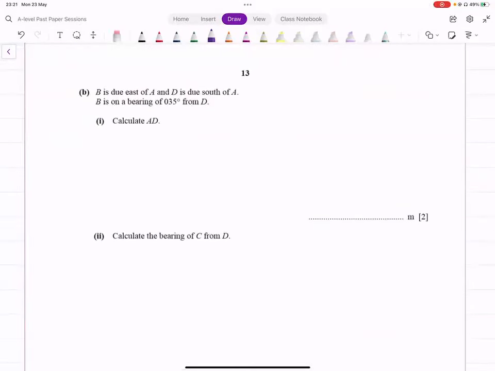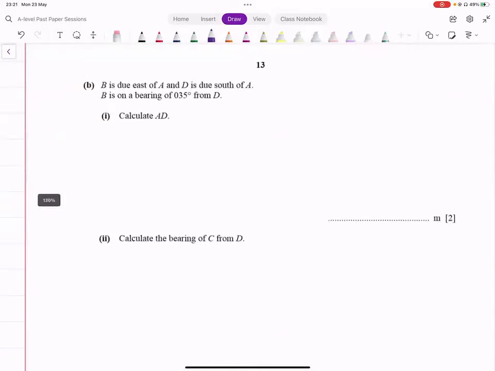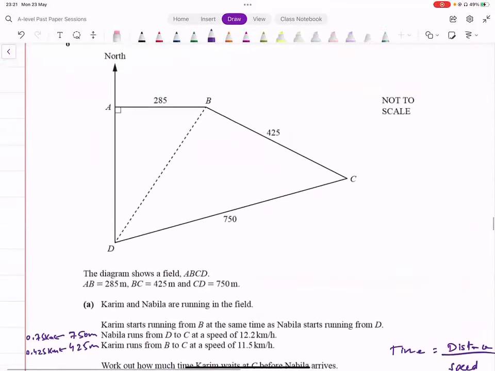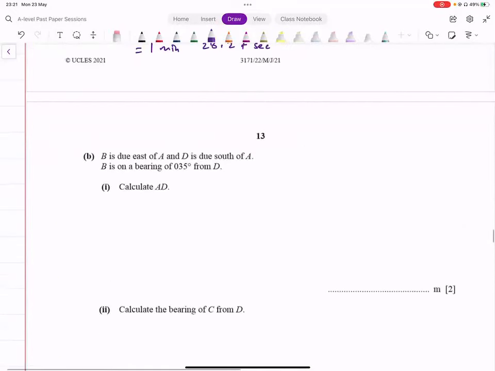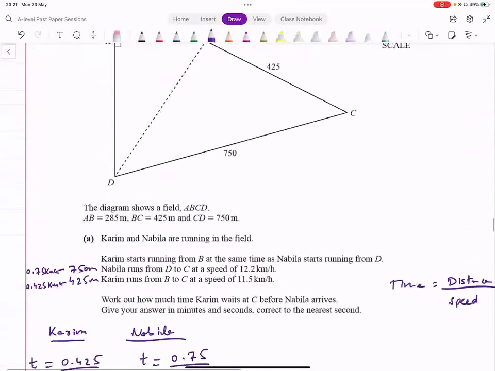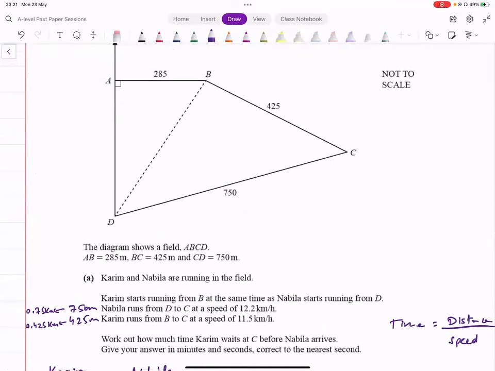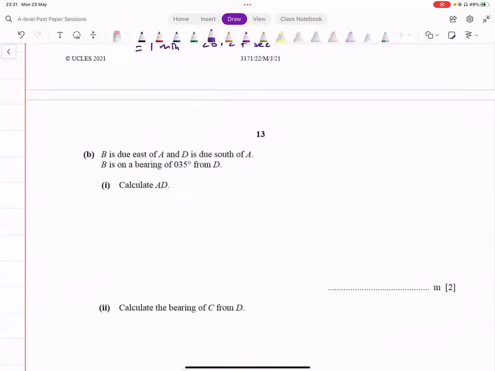Now it says B is due east of A and D is due south of A. So B is due east of A, यानी कि A के right side पे B है. You can see that in the figure. A के right side पे B है. And D is due south of A. वो भी आपको figure पे नजर आ रहा है. D is below A, right? B is on a bearing of 35 degrees from D. D से bearing जो है वो B की, that is 35 degrees.